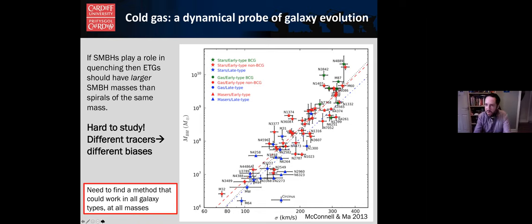And so what I'm going to tell you about here is a method that we've sort of been trying to pioneer over the last 5-10 years to really start to do this with a method that works just as well in both types of galaxies. So we can really start to address this problem of whether black holes are really implicated in the quenching of these galaxies.